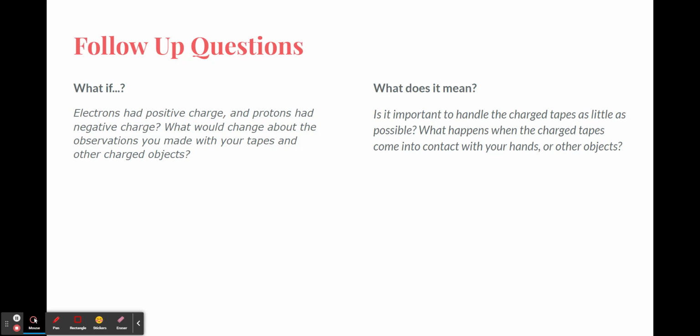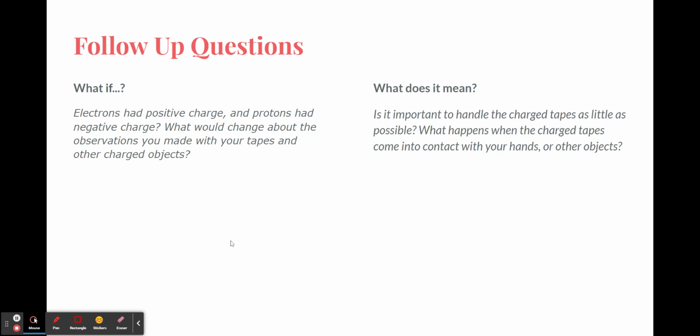And what does it mean? Is it important to handle the charged tapes as little as possible? Yes. When the objects come into contact with a person's hand, they lose charge and become neutral. As the charges shock off, this impacts the experiment as the tapes become less charged, and thus the reaction will be less.